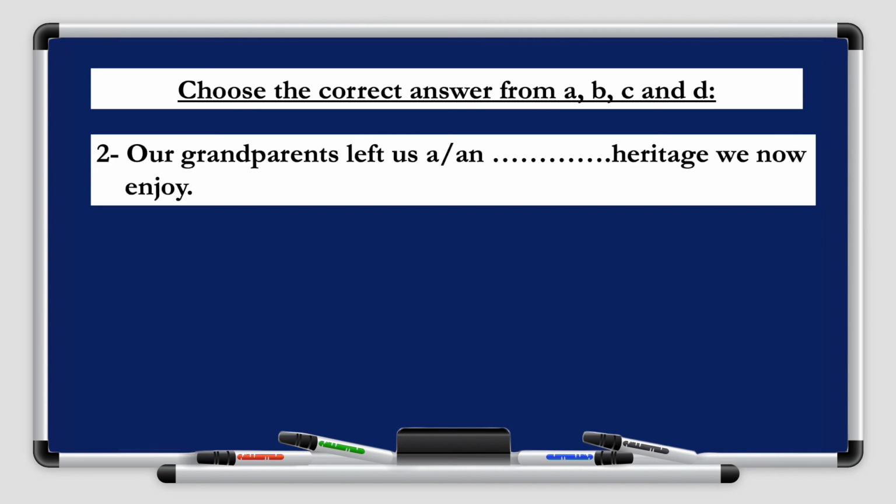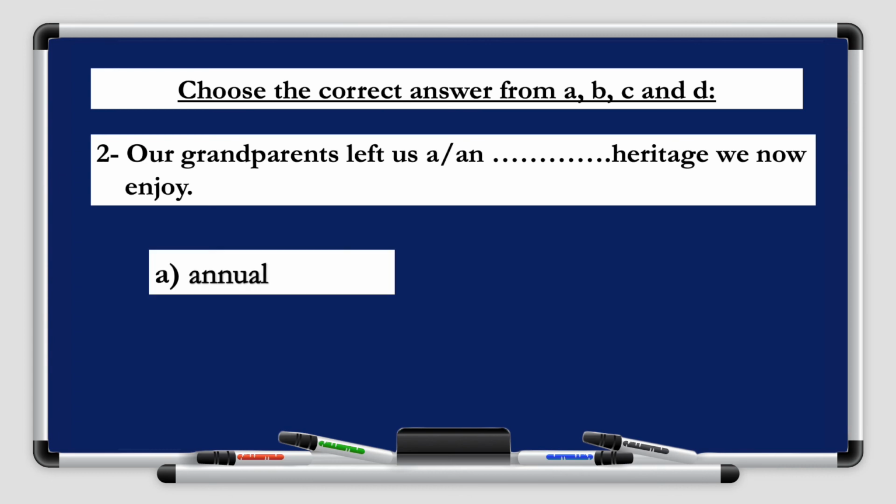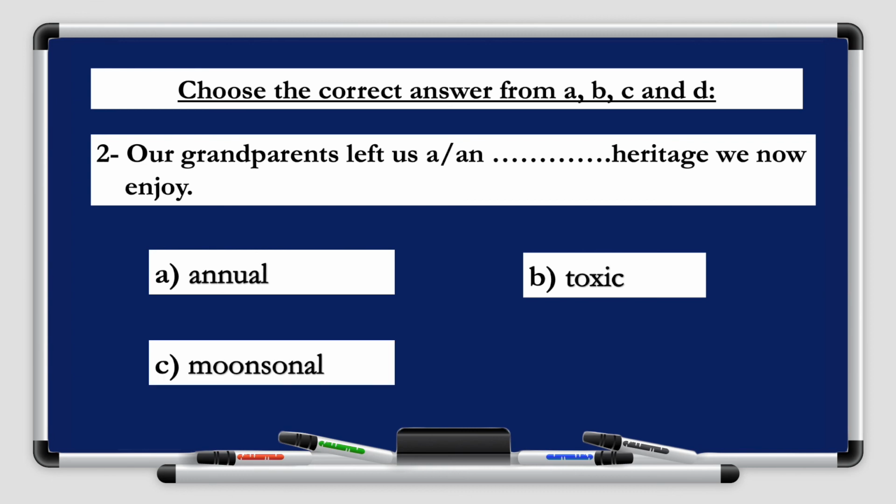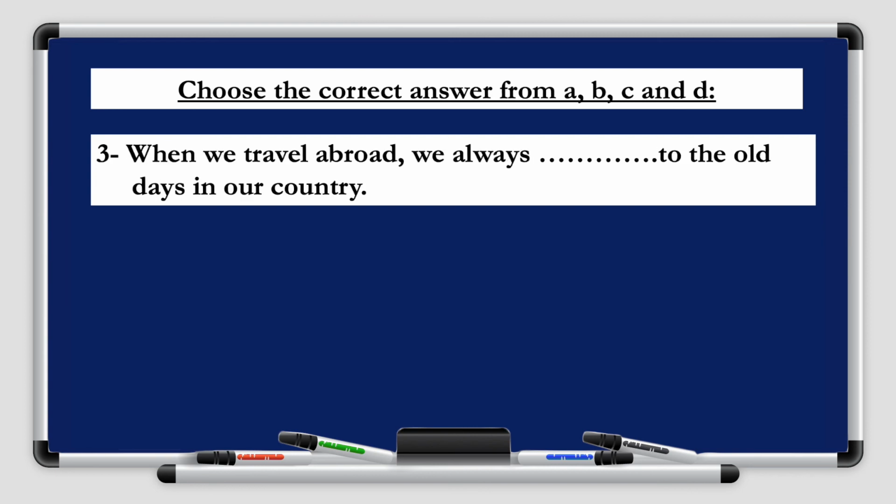Number 2, our grandparents left us a/an blank heritage we now enjoy. Our grandparents left us what? Annual, toxic, monsoonal, splendid. Of course, our grandparents left us a splendid heritage we now enjoy.